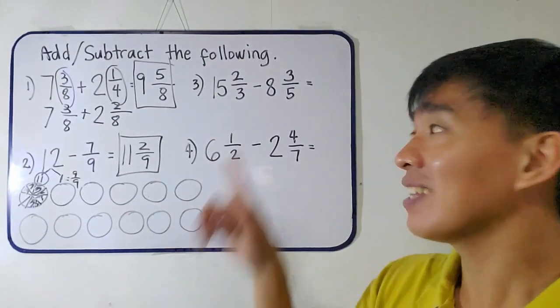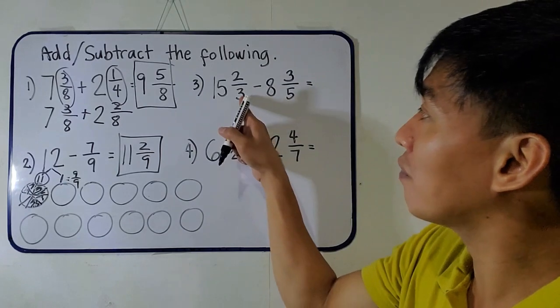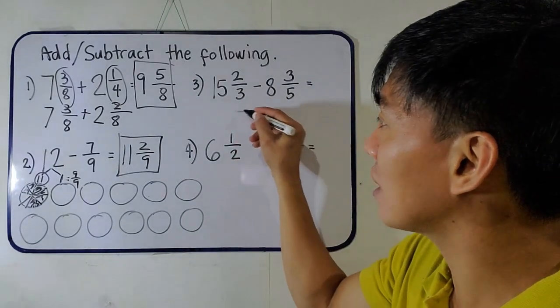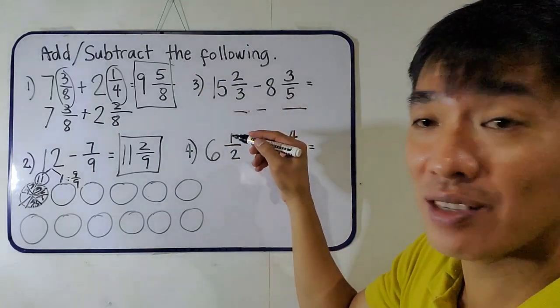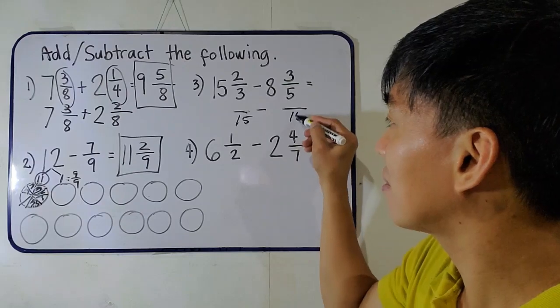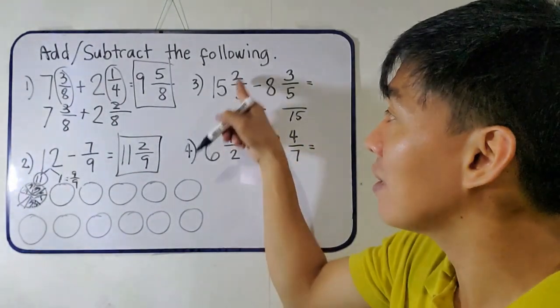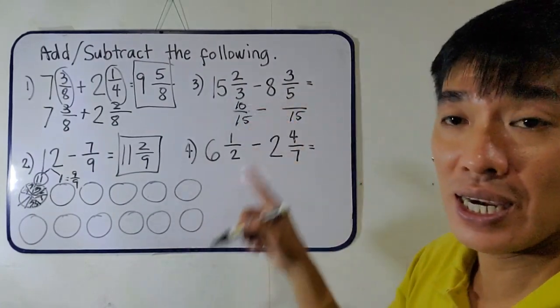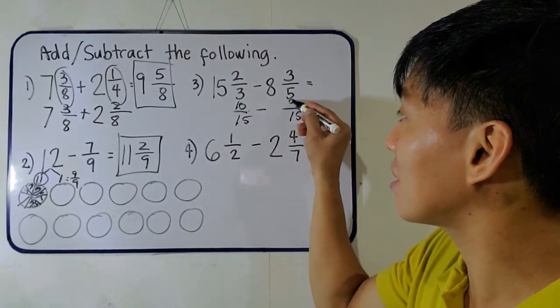Okay, now let's proceed here. Of course, in this case, we do have different denominators. So you just look for their LCD. The LCD of 3 and 5 is 15. So 15 divided by 3 is 5, times 2, that is equal to 10. In this case, 15 divided by 5, that is equal to 3, times 3, that is equal to 9.